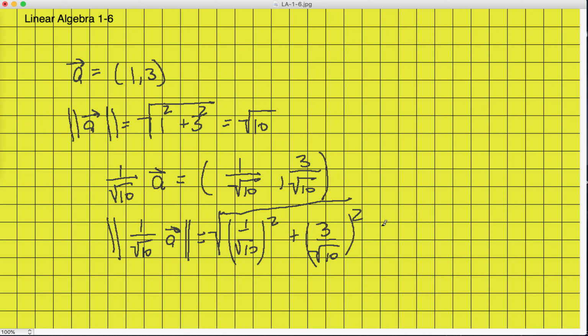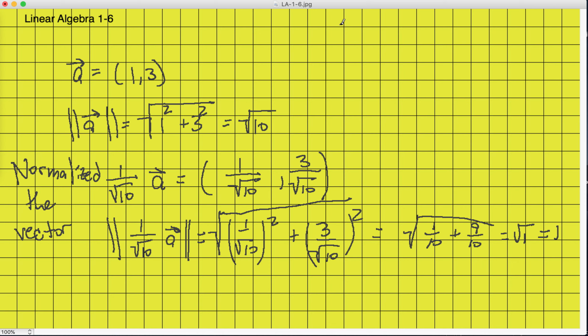And I'm going to take the square root of that. Well, that's just equal to 1 over 10 plus 9 over 10, the square root of that. And 9 tenths and 1 tenth is 10 tenths. That's just radical 1, which is equal to 1. So what I've done here, this process right here, we've normalized the vector. And what normalization means is that we have created a vector that is of unit length.